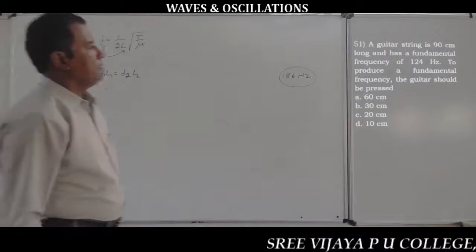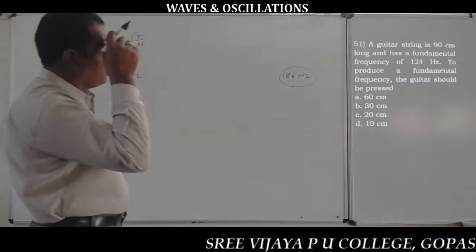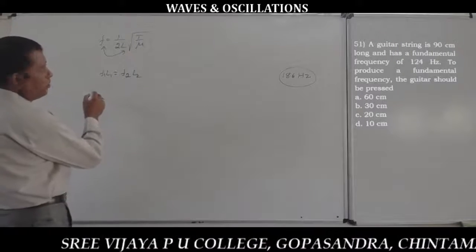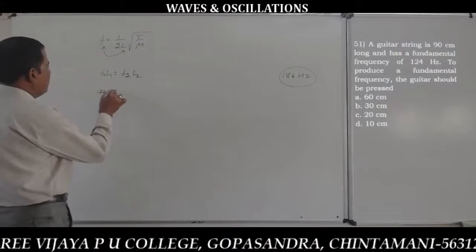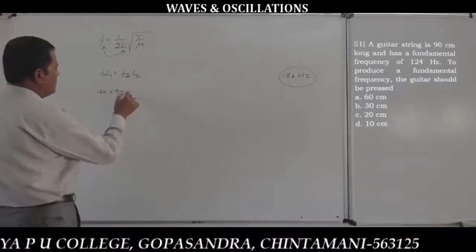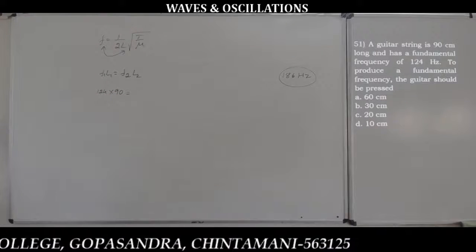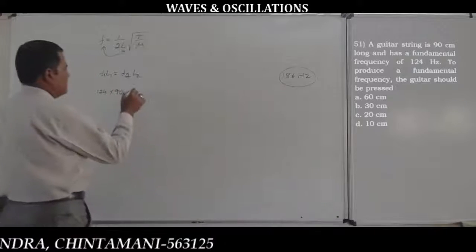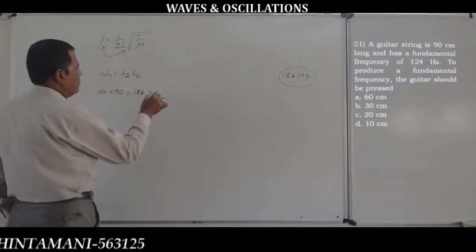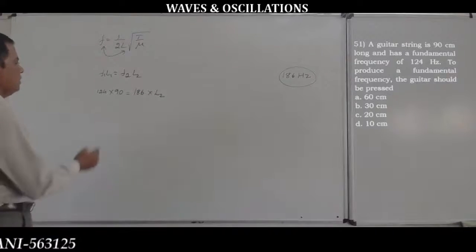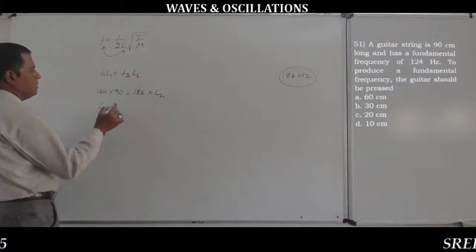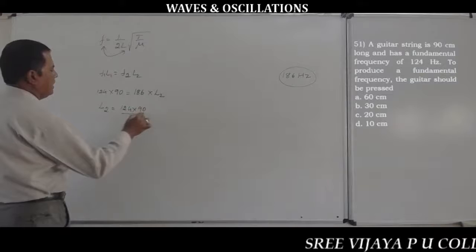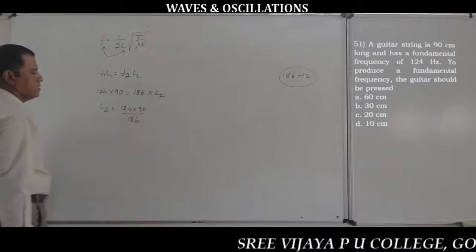Now he says that a guitar string is 90 centimeter long and has a fundamental frequency of 124 Hertz. So 90 centimeter and 124, 124 into 90. Since the solution is in centimeter, I have considered L1 in centimeter. To produce a fundamental frequency of 186 Hertz, 186 into L2. Now L2 is equal to 124 into 90 by 186.